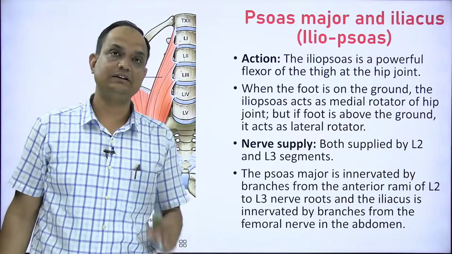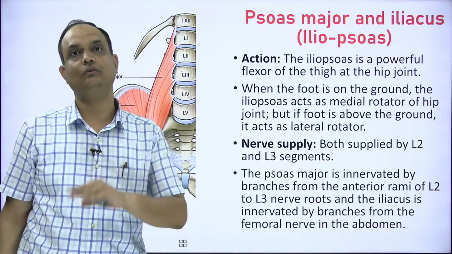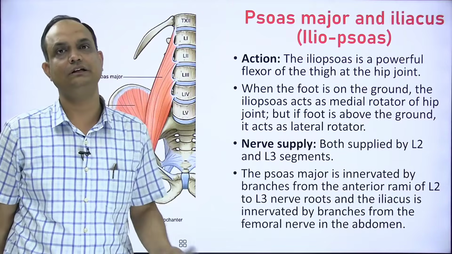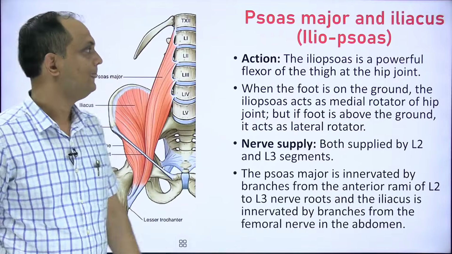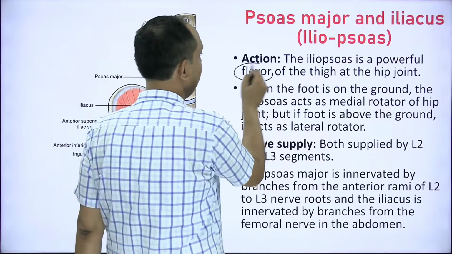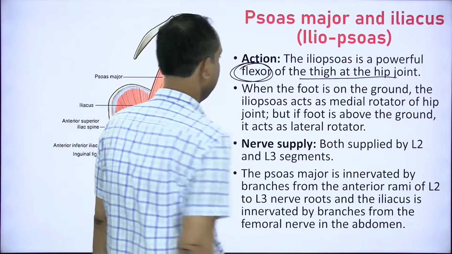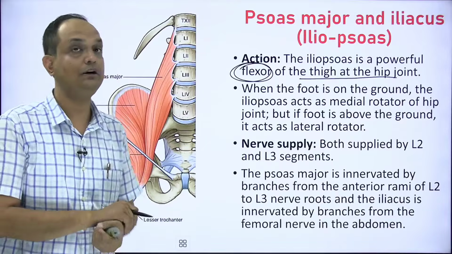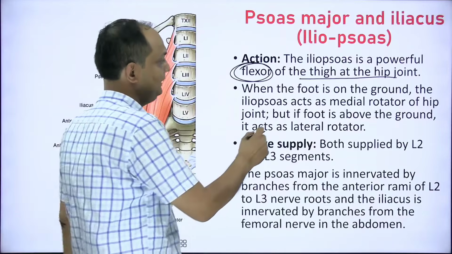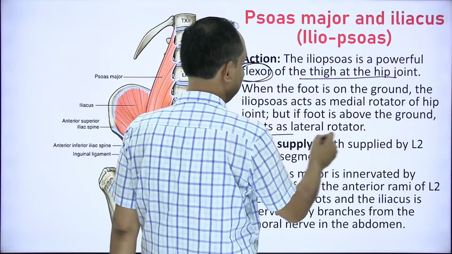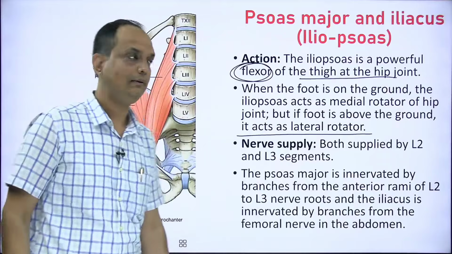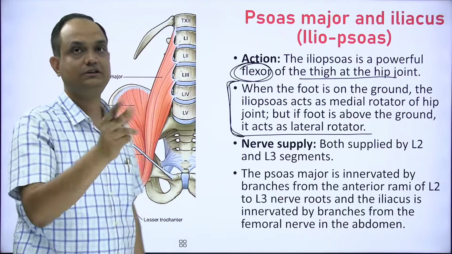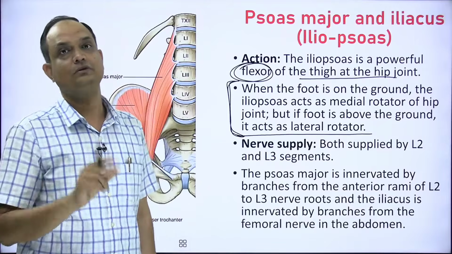The action is flexion of your thigh at the hip joint. Why do they cause flexion? Again, they cross the hip joint from the anterior aspect. So iliopsoas is a powerful flexor of the thigh at the hip joint. Now, when the foot is on the ground, the iliopsoas acts as a medial rotator of the hip joint, but if the foot is above the ground, it acts as a lateral rotator. Clear? These are also known as postural muscles, and their origin and insertion are interchangeable based on the position.